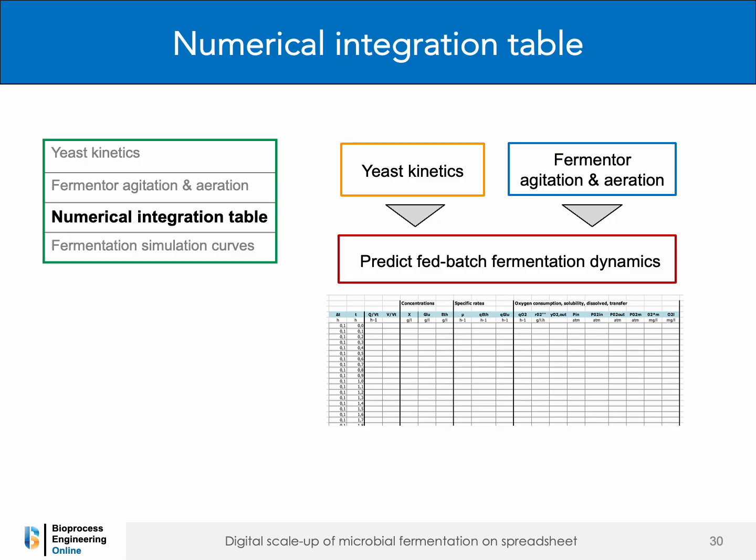The third spreadsheet section, the numerical integration table, solves the differential and algebraic equations describing the time evolution of the fermentation components during the fed batch process. It uses the yeast-specific rates, along with the fermenter agitation and aeration characteristics, as determined in the two preceding sections.